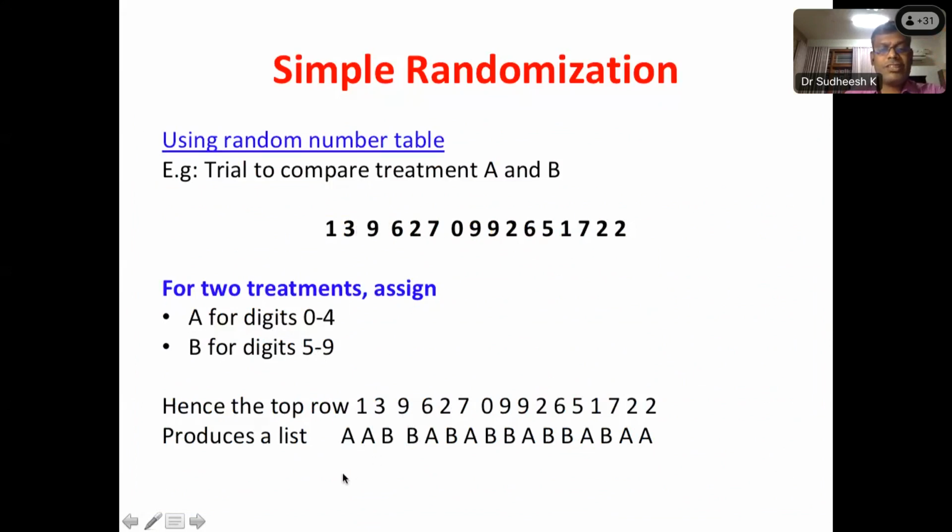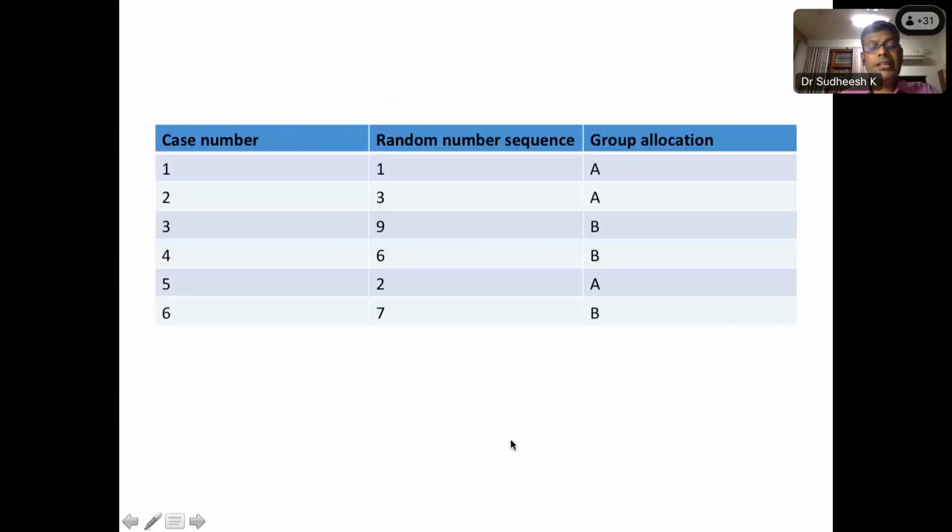So the first patient will go to group A, second patient will go to group A, third patient will go to group B, fourth patient will go to group B, fifth will go to group A, sixth will go to group B, seventh will go to group A, eighth and ninth will be going to group A. So this is how a list is produced. This is a simple randomization.